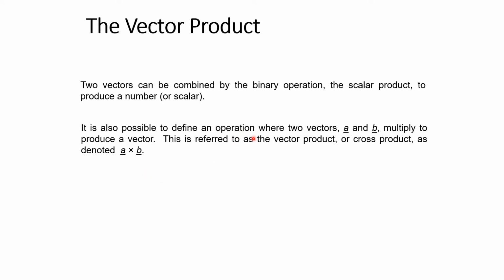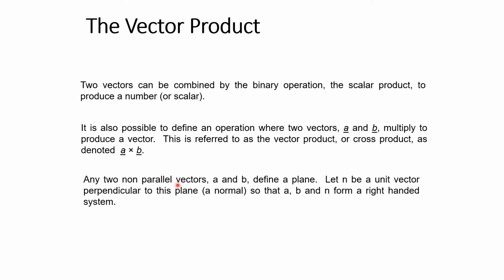So if A and B are two vectors and you're multiplying two vectors, we call it the cross product or vector product, denoted as vector A cross vector B. So the resultant will be a vector as well. The major difference between the vector and the scalar product is simply that the scalar product will produce a scalar, a number, and the vector product will produce a vector. It has direction, right?